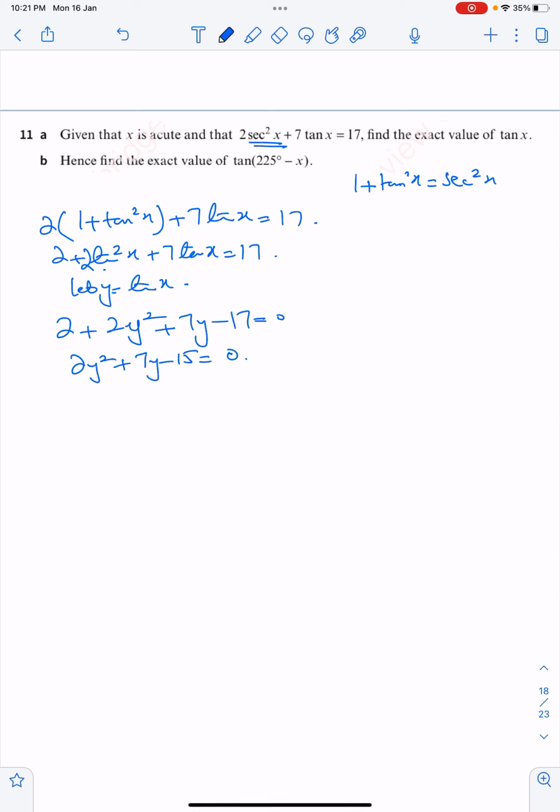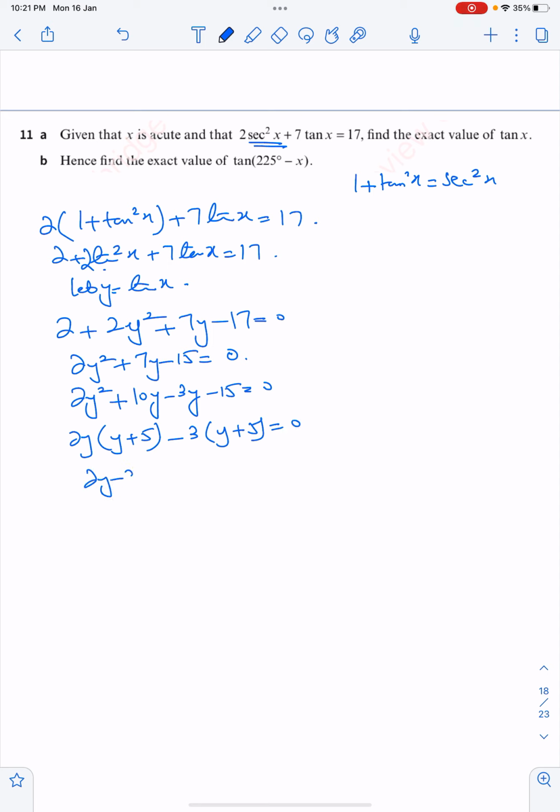Breaking the middle term, 2y square, if I make it into 10y minus 3y minus 15 equals 0. If I am subtracting, I am getting this. If I am multiplying, I am getting a minus 30. If I take out 2y as common, it will be y plus 5. If I take out minus 3 as common, y plus 5 equals 0. So 2y minus 3 is the first bracket and y plus 5 is the second bracket. One answer is y equals 3 upon 2 and the other answer is y equals negative 5.